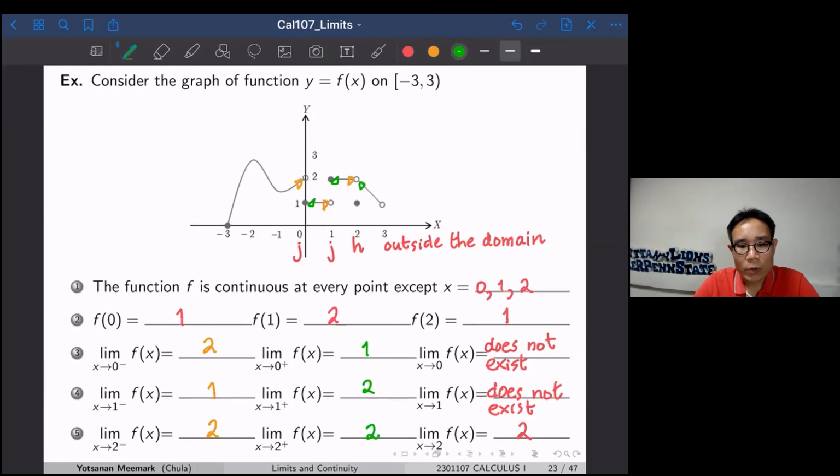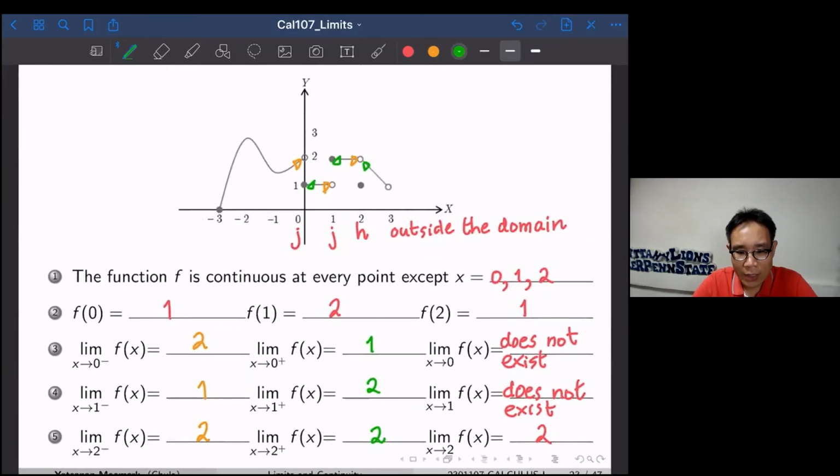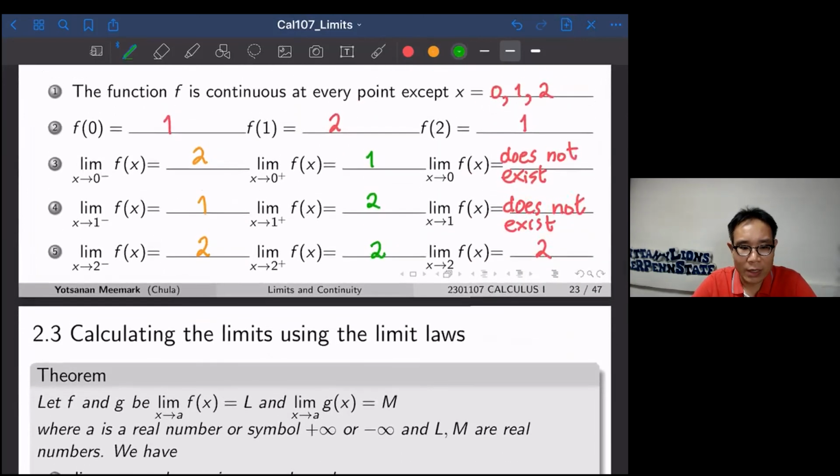Sometimes it's not quite convenient to do that because you may not be able to know the graph, or you may not be able to sketch the graph. And actually we study calculus because we want to be able to sketch the graph. So when you have this situation, we're gonna study other ways to calculate the limit. We're gonna study that in the next clip.